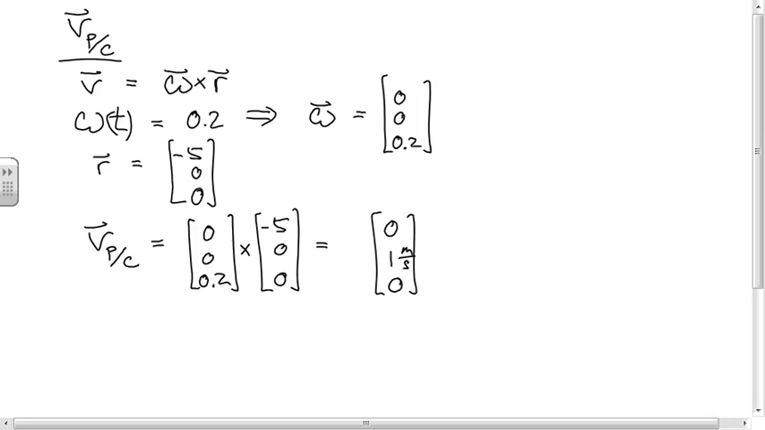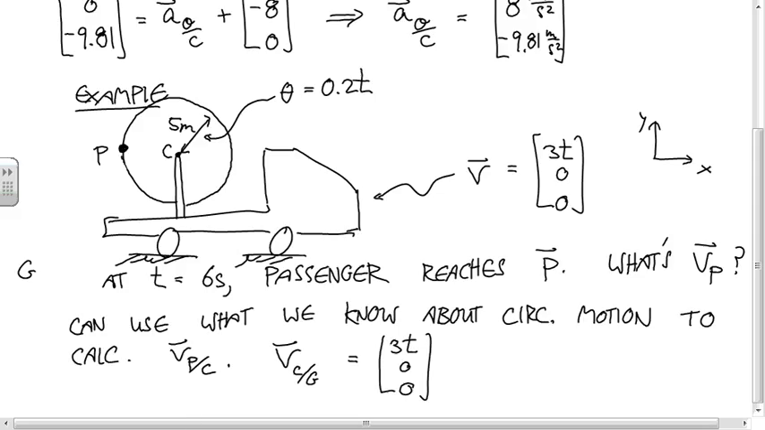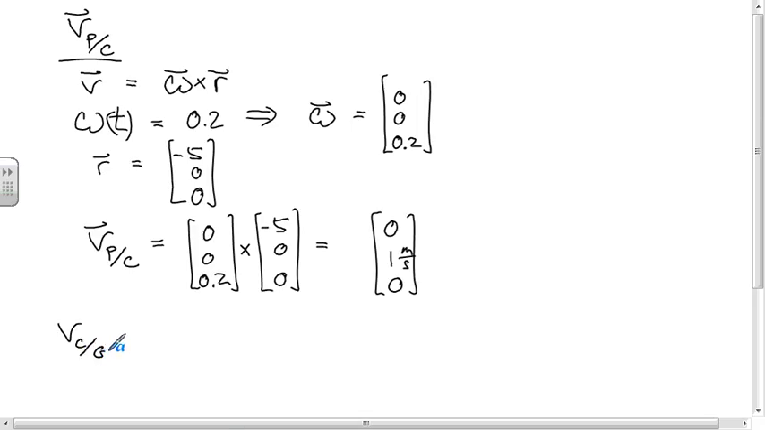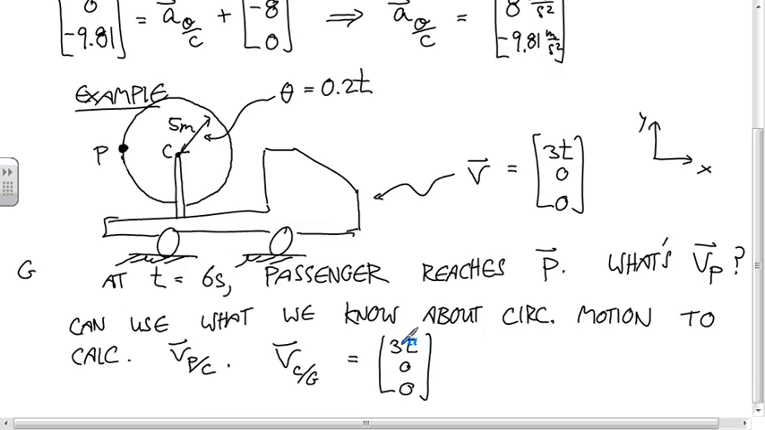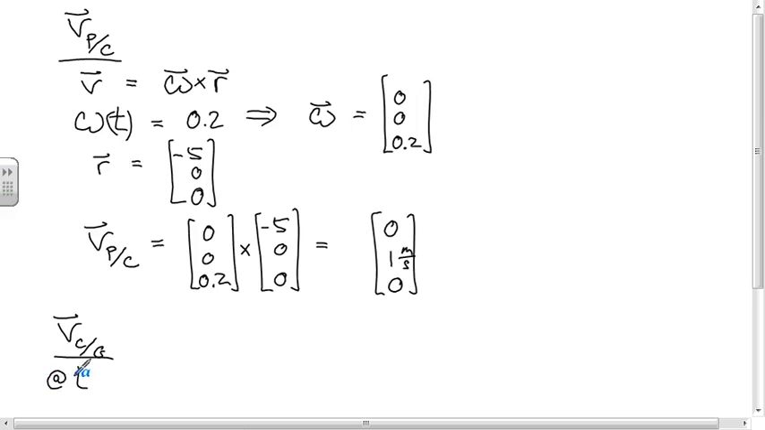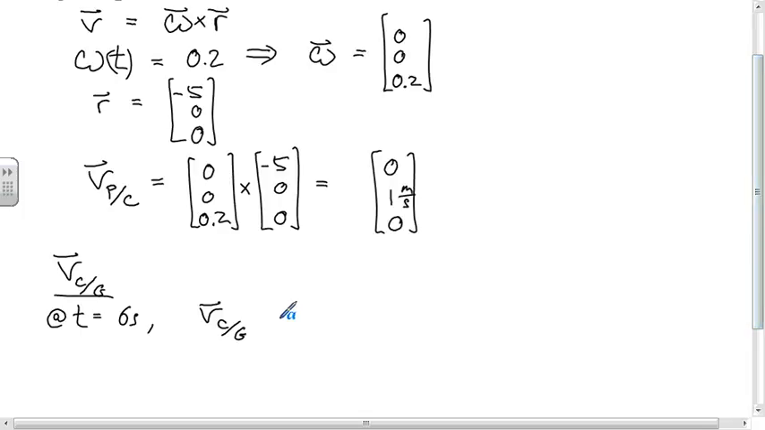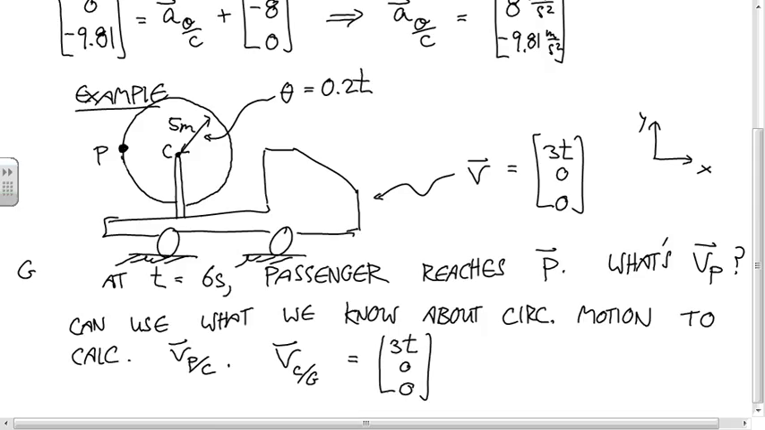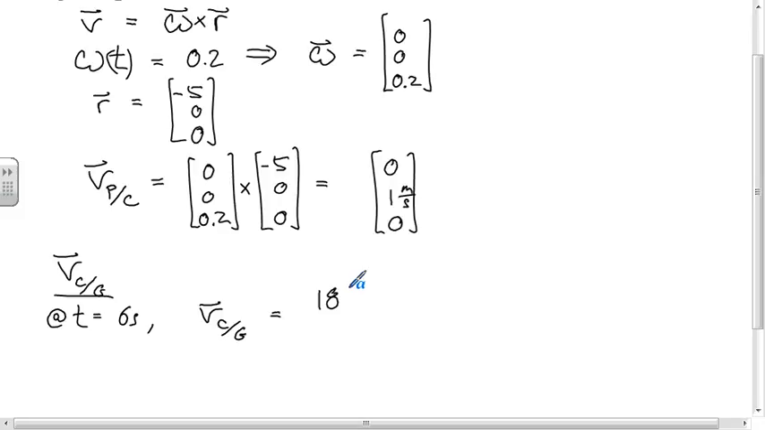And now we can go on to finding the velocity of C relative to G. Well, that's just a matter of plugging in a value for T. So when T is equal to 6 seconds, the velocity of C relative to G is 18 meters per second, 0, 0.